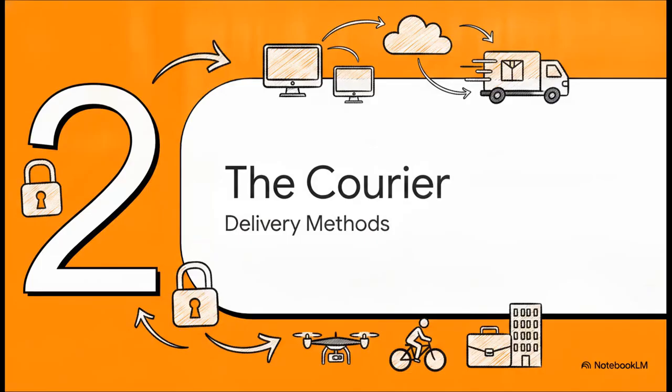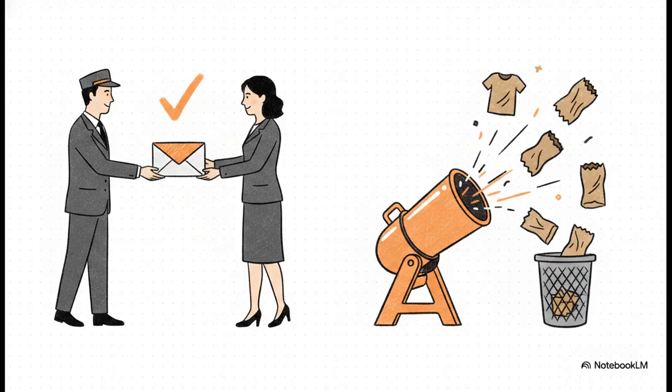Part 2. The courier. Choosing your delivery method. So we have our digital envelopes, and we have the exact physical address of the bank we're sending them to. The next logical question is, how do we want these envelopes delivered? You essentially have two main options, and the contrast between them is wild. First up, we have TCP, or Transmission Control Protocol.